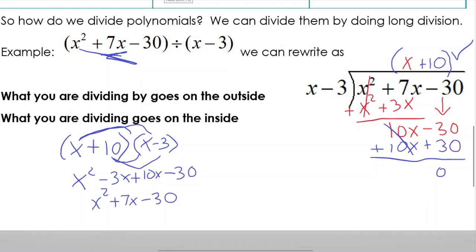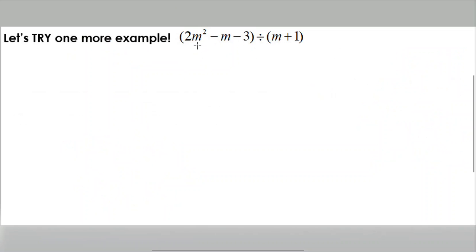All right, let's try another one. In this example, I have 2m squared minus m minus 3 divided by m plus 1. So now I can rewrite this in the old school method. What I'm dividing goes underneath, that 2m squared minus m minus 3. And what I'm dividing by, that m plus 1, goes on the outside.